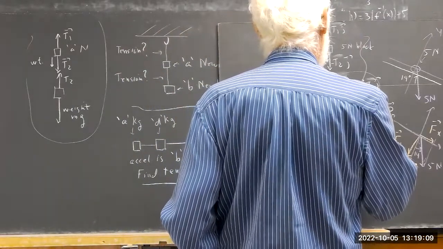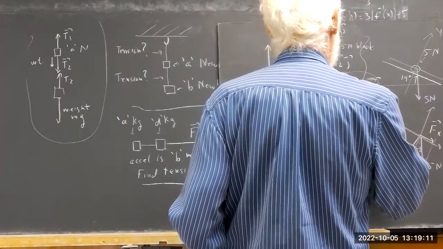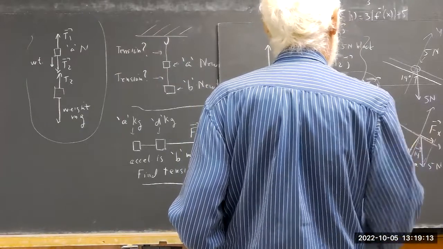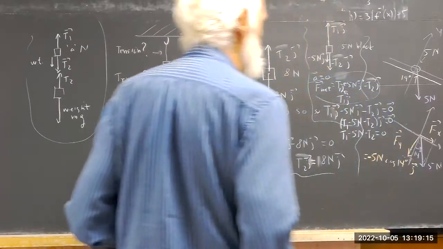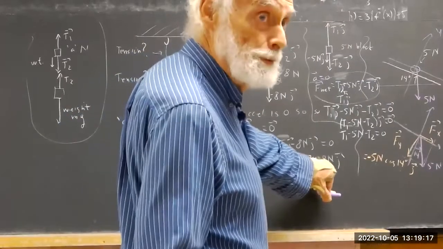You get T1 minus 5 newtons minus T2 equals 0, but we know that T2 is 8 newtons, right?